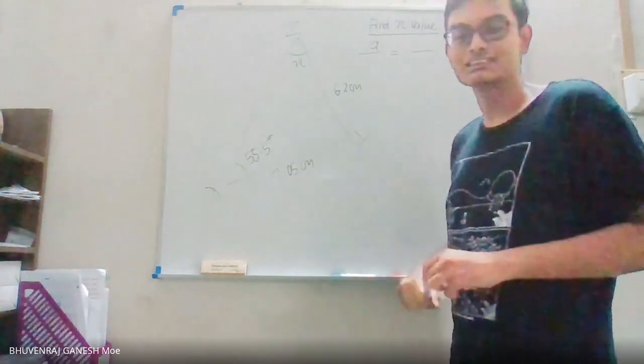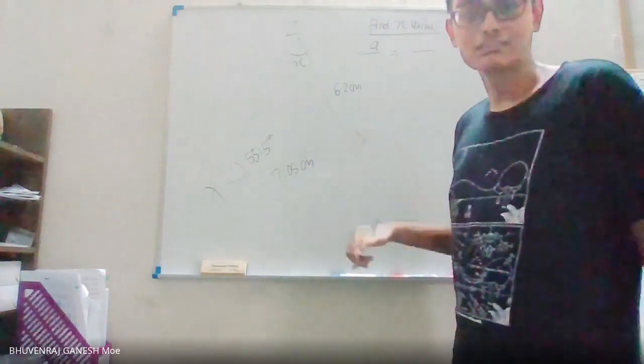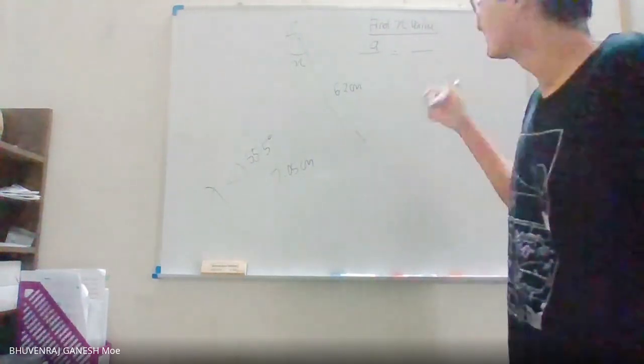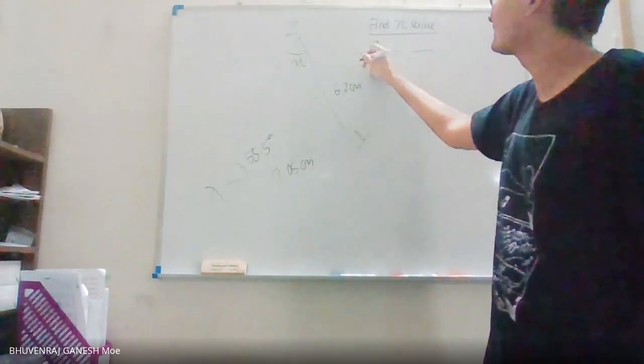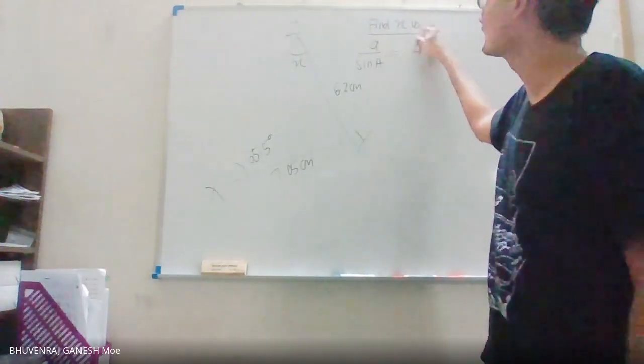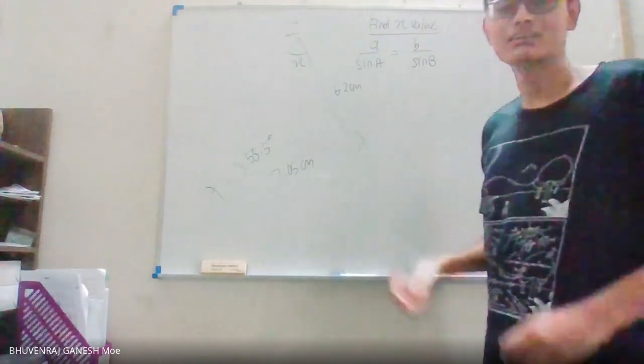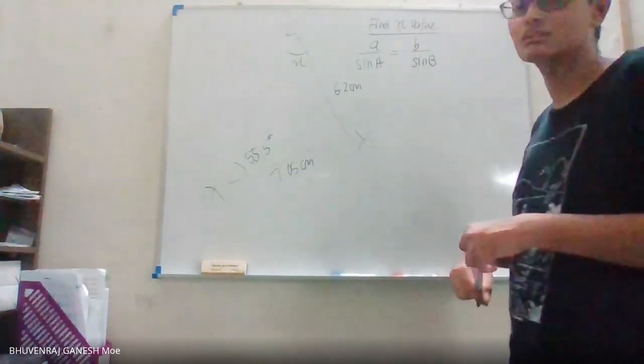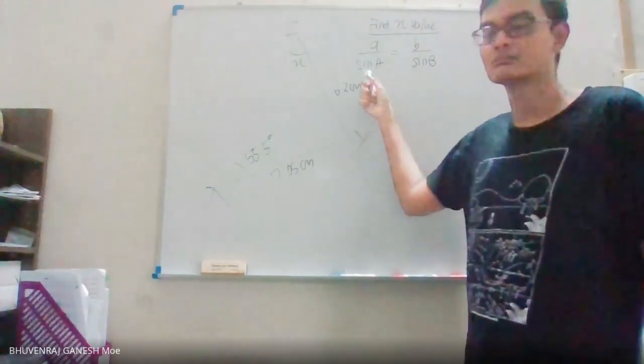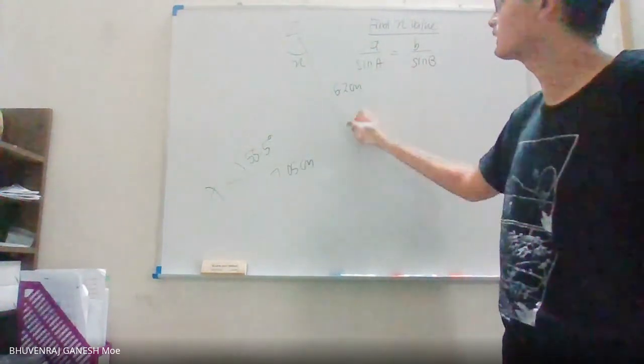A square over B square? No, that one is Pythagoras. Don't get confused. So the formula is actually A over sine A equals B over sine B. Remember this. Actually, you don't need to remember, it's in the formula sheet already. Just look in front and you will know. So from here, you apply it to this diagram.